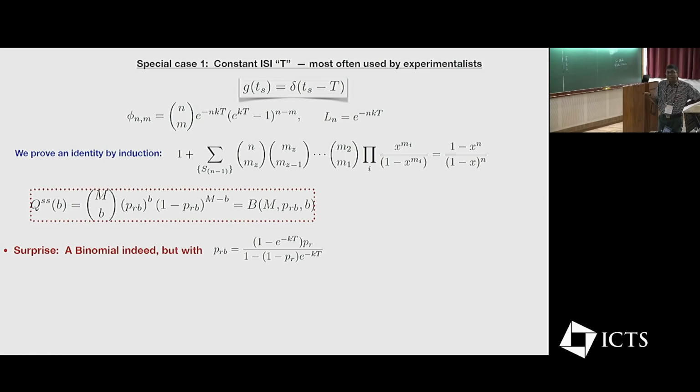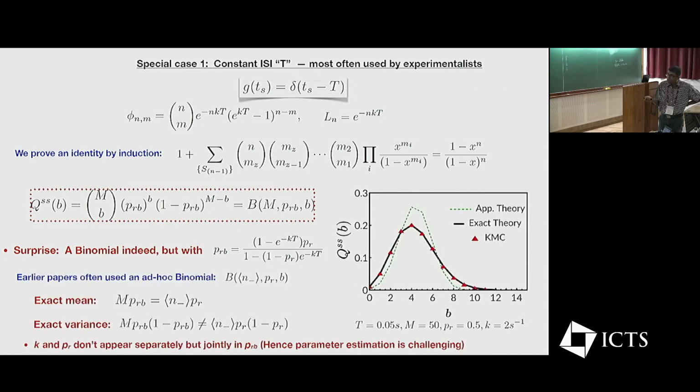So for years people have been using binomial, fitting to binomial, but this is the right binomial one needs to fit to. If one uses any ad hoc binomial, you can see this is the exact formula and the Monte Carlo. This green curve is this ad hoc binomial. It will not match with the exact result.